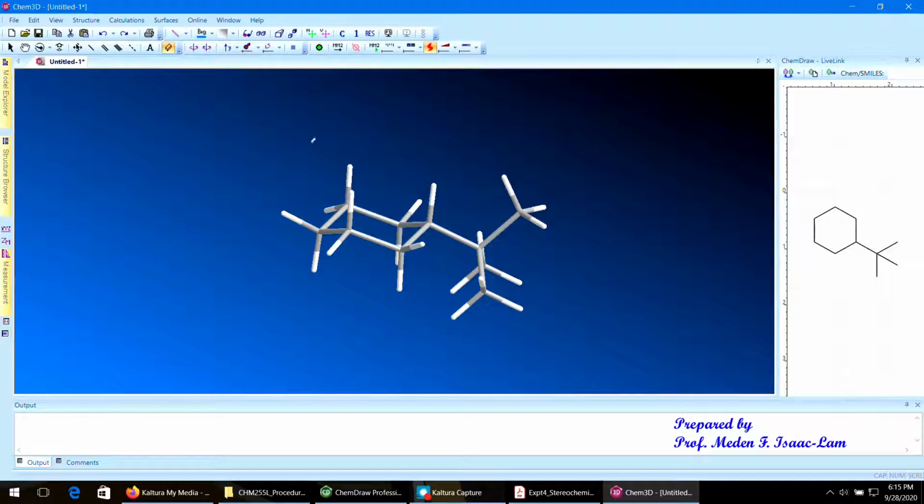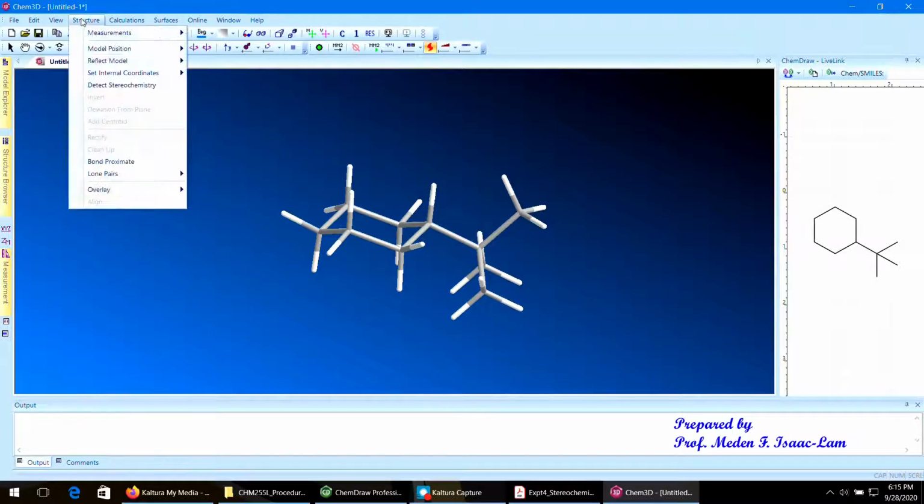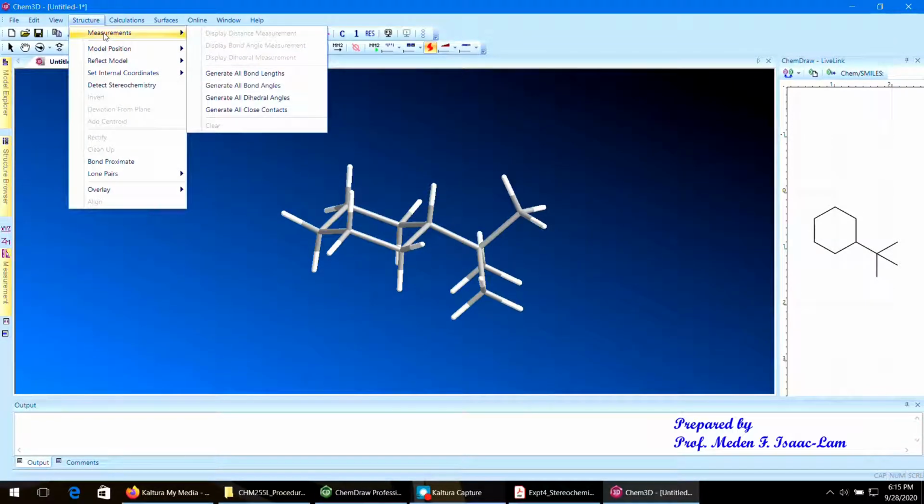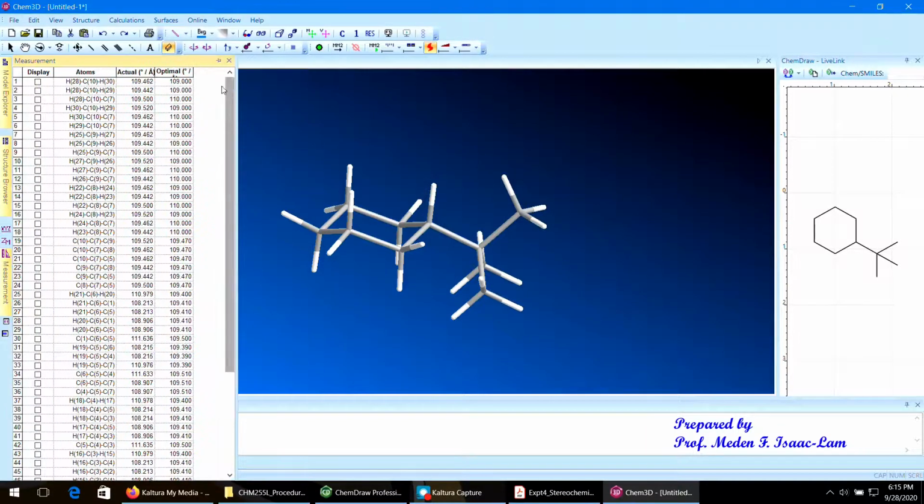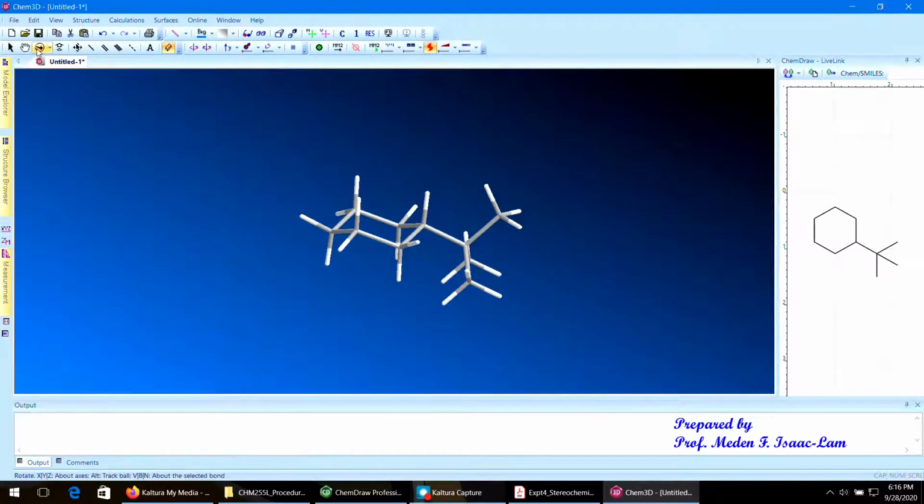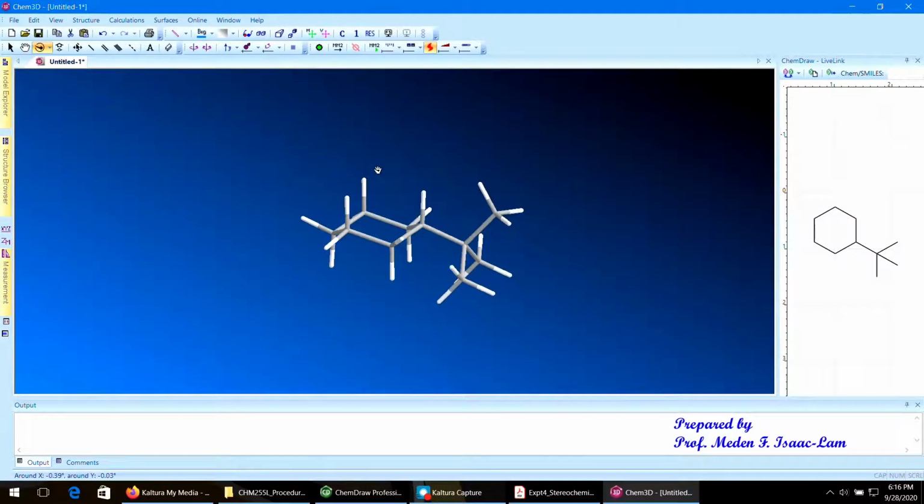So if I now do again structure, measurements, and then generate all bond angles, I have all the data on my left side. If I now want to rotate it so that I can see better, I'm trying to measure the bond angle between carbon 5, 7, and 10. Again, the number is arbitrary. The one in the handout is C1, C2, C3.